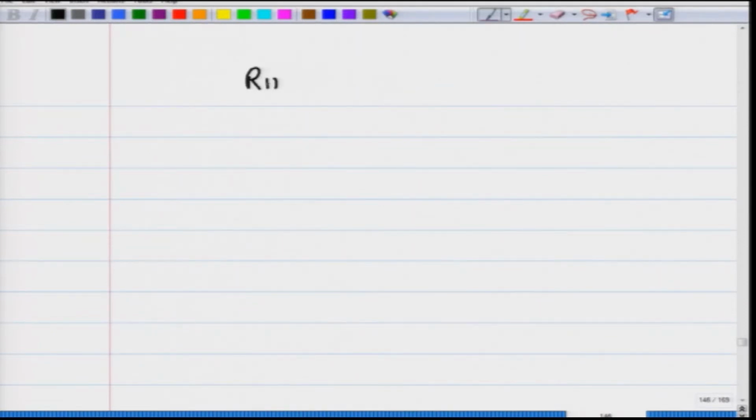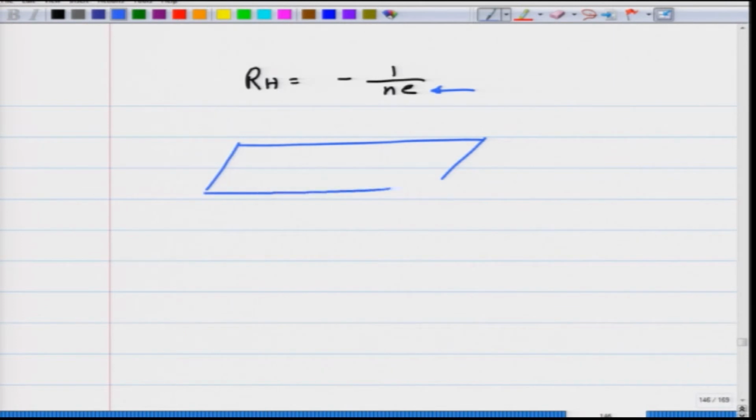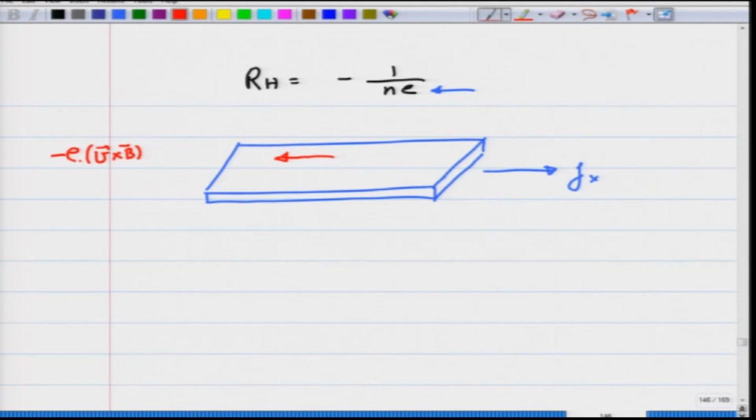Now, since R_H is given as minus 1 over n e, depending on the charge, e is going to have different signs. Let us understand that physically. So, again I will make this strip, and there is a current J_x in this strip. If the current is being carried by electrons, they will move in the opposite direction and they will experience a Lorentz force, V cross B times minus e, that will deflect them towards the lower side, which I show by arrows. On the other hand, if I have current due to holes, which I am showing by green, then they will experience a force again in the same direction, because their force is e V cross B.